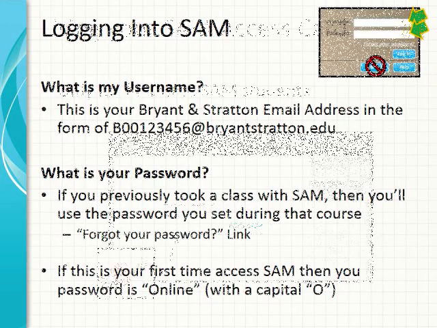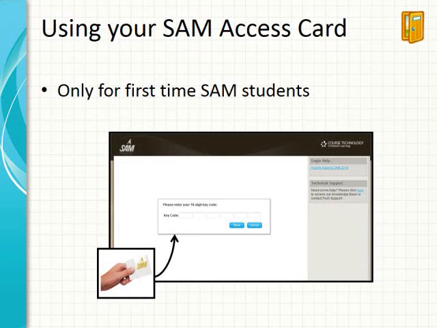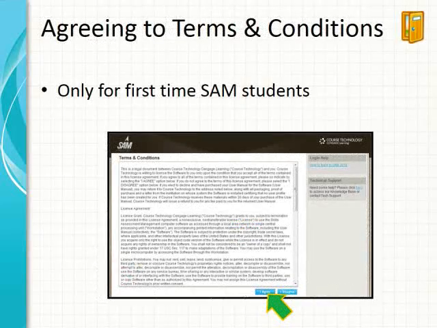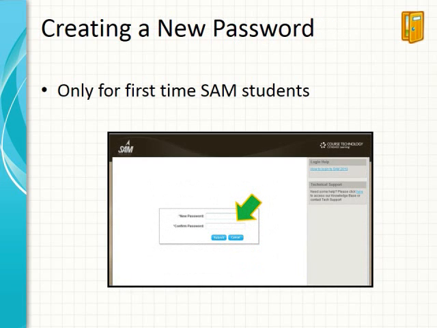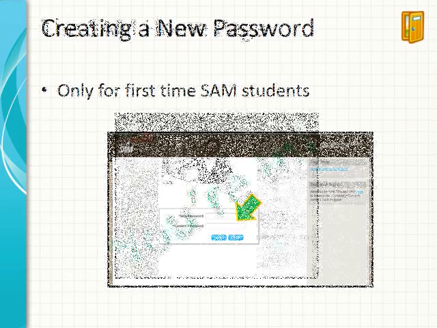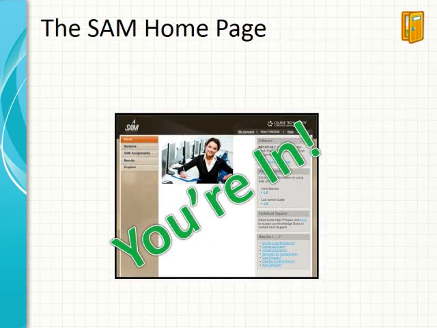Now if this is your first time accessing SAM, your password will be the word online, and note that it has the capital O. Now if you are a first-time student to SAM, this is where you'll use your SAM Access card, and you'll enter it in the fields and select the appropriate button. The next screen, you can agree to the terms and conditions. And on the next screen, you'll set up a special question and answer in case you ever lose your password. And on the next screen, you'll actually set a new password and confirm it. And that's it. You're in. You're at the SAM homepage.